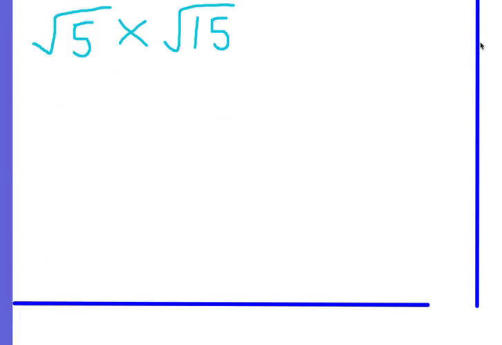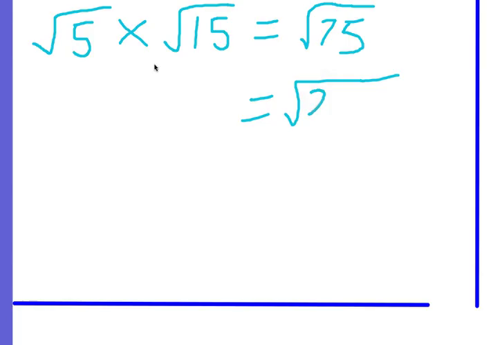Here we have root 5 times root 15. Now the temptation is just to go 5 times 15, which is 75, and then simplify that root 75. You'll see that root 75 is 25 times 3, and the square root of 25 will simplify to 5 outside of root 3.